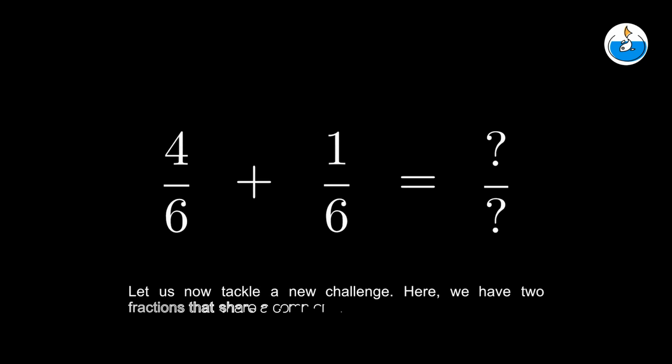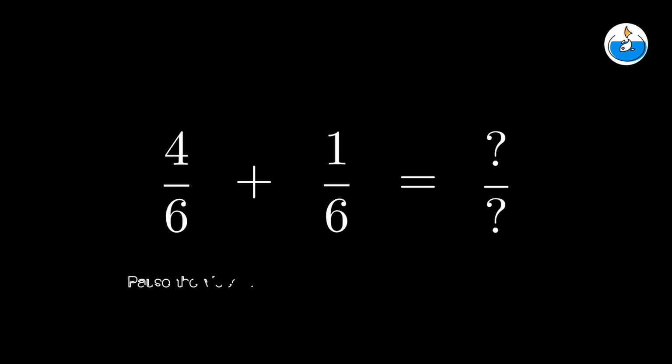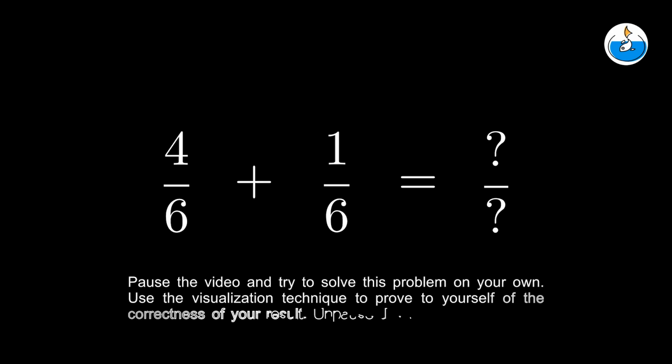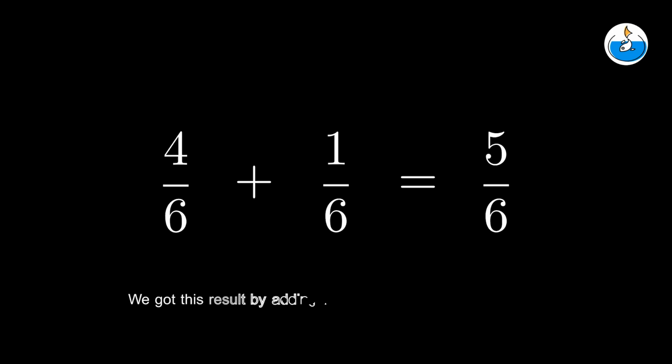Here we have 2 fractions that share a common denominator, but do not share a common numerator. Pause the video and try to solve this problem on your own. Use the visualization technique to prove to yourself the correctness of your result. Unpause the video when you are ready to compare results. We got this result by adding the numerators and copying over the denominator.